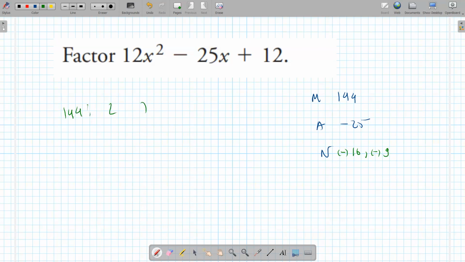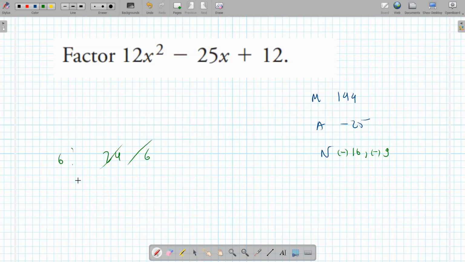144 is either 2 times 72, which is not going to work out, or 4 times something, which also doesn't work out. 6, I don't think it's divisible by 6. And then you keep checking. So you just do 144 divided by 4. That gives you 36. There's no way our answer is 36 and 4. So 4 is out. 144 divided by 6 is 24. 24 and 6 will never add up to that. So 6 is out as well.